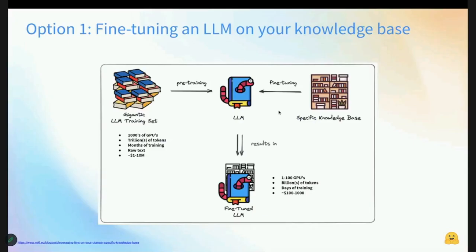The first one is this idea of fine-tuning an LLM on your knowledge base. At a very high level, the way this works is you have a model that gets pre-trained on some very, very large, diverse training data set. To do this pre-training, we're talking thousands of GPUs, over trillions of tokens of really diverse data, training on the scale of weeks to months. And this is raw text, just doing next token prediction. And I don't know, anywhere from 1 to 10 to 15 to $20 million to pre-train one of these large foundation models.